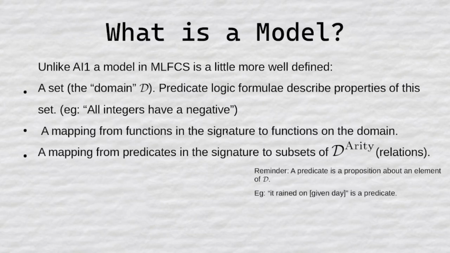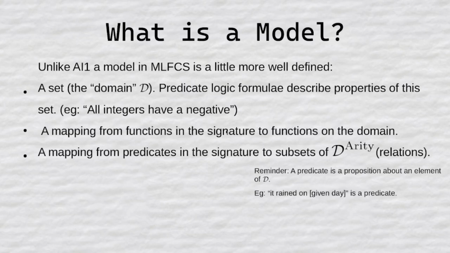And finally, a mapping from predicates in the signature to subsets of D to the arity. So these are n-ary relations, relations with the same arity as the arity of the predicate, where if, for example, p of x y is true, then the relation that represents p has x y in it. So just a reminder, predicates are propositions about elements of the domain.